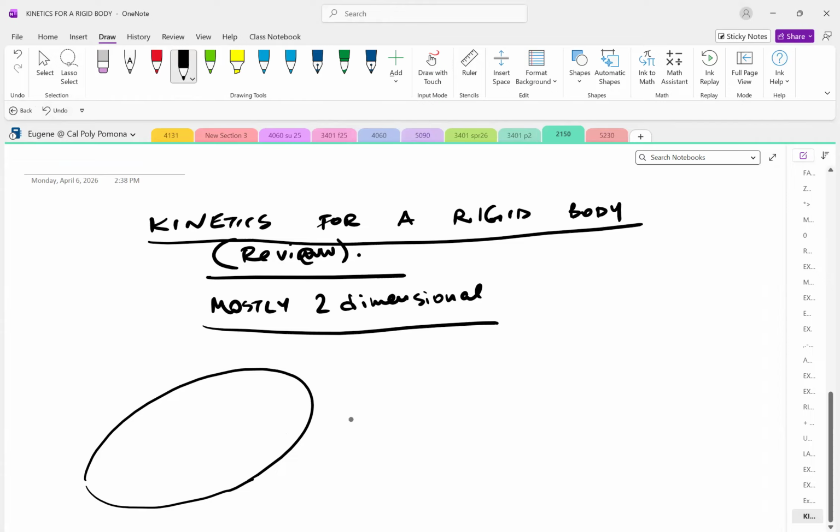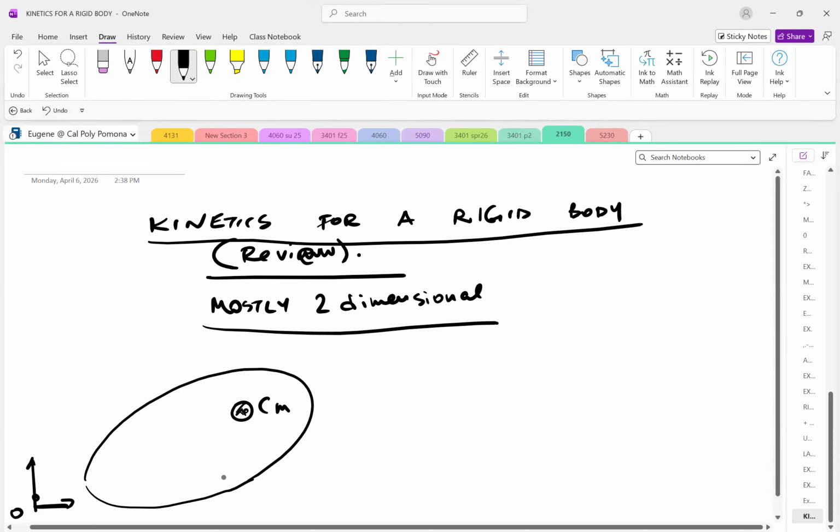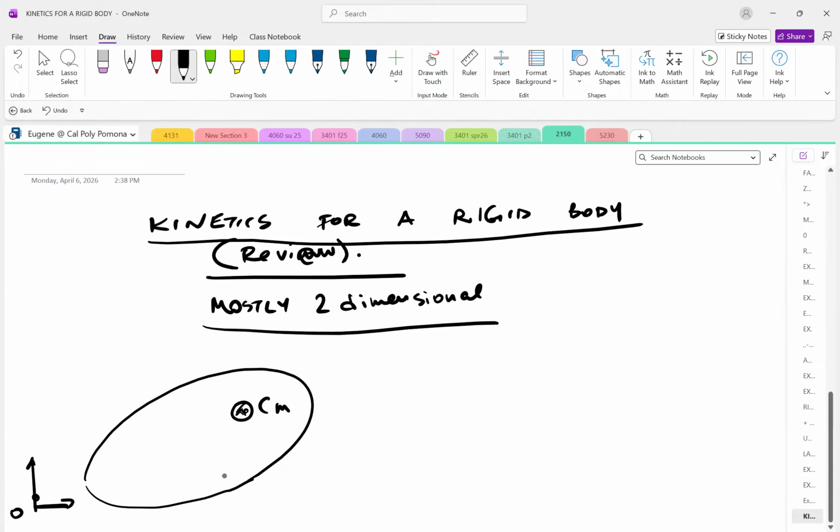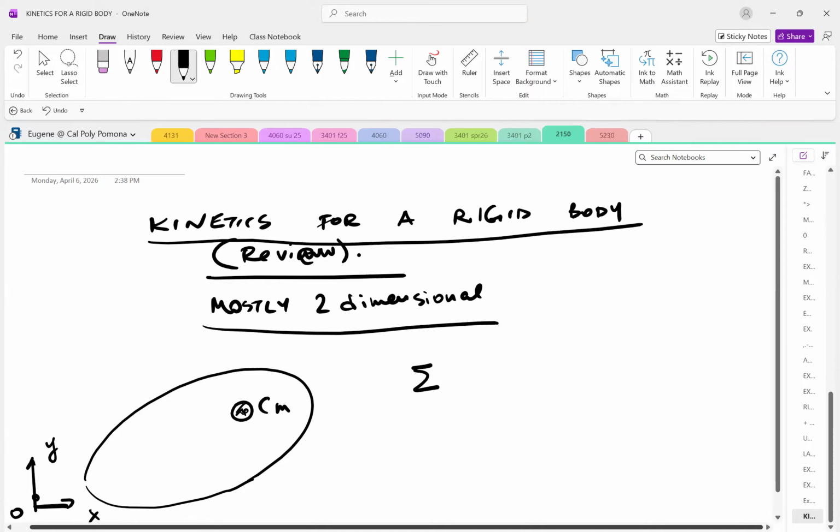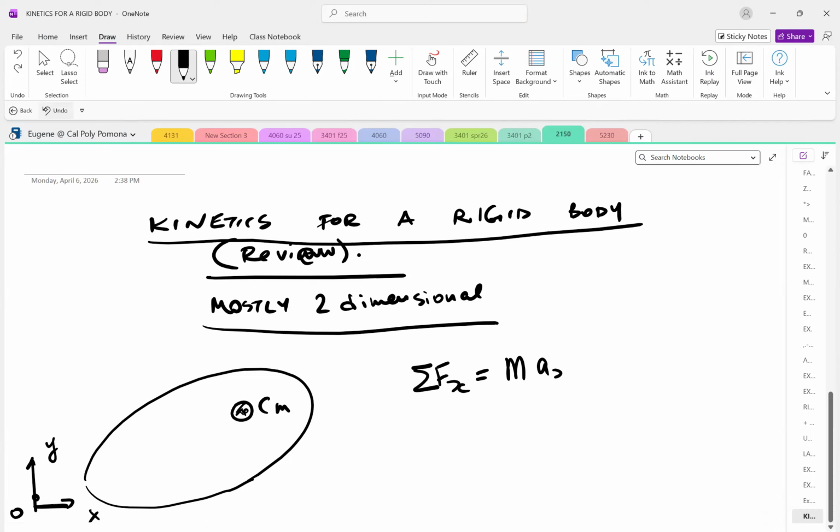And this is the center of mass. This is fixed point O. So we developed, if you recall, the following equations. We had, okay, this is X and Y. Sum of the forces in the X direction equals the mass of the body times the acceleration in the X direction of the center of mass. Let's write it down.